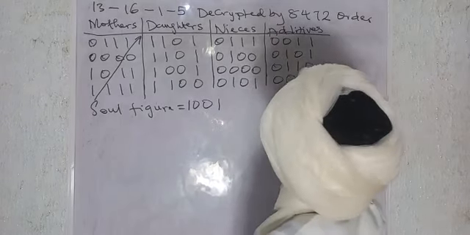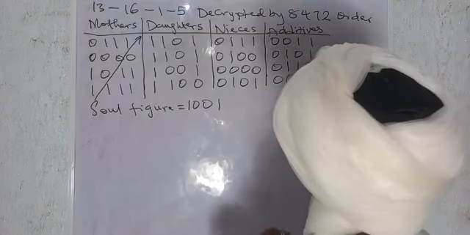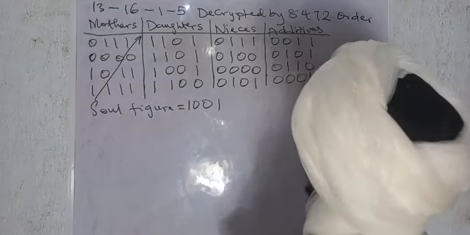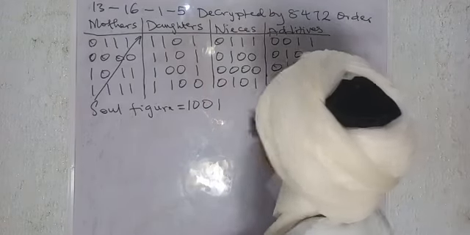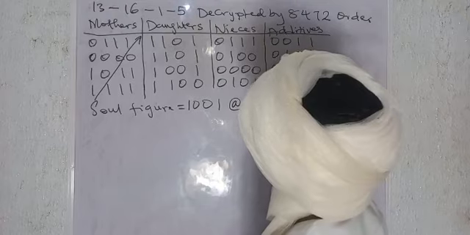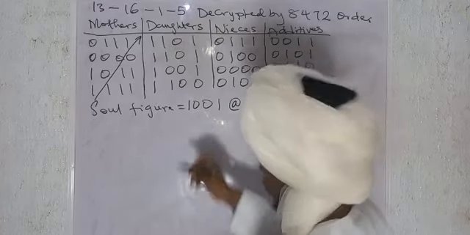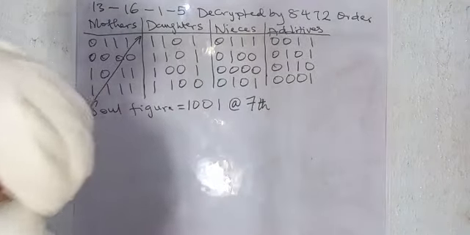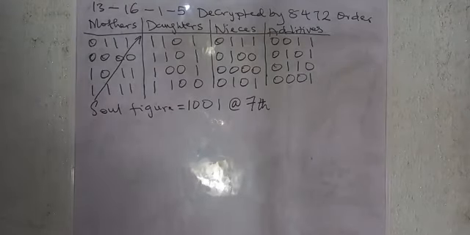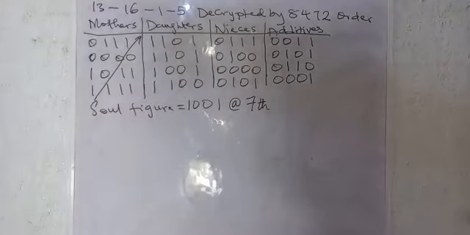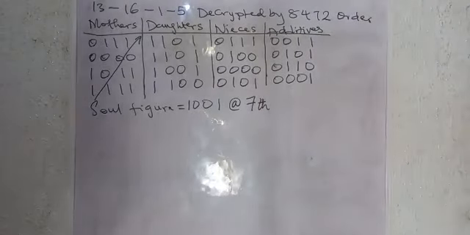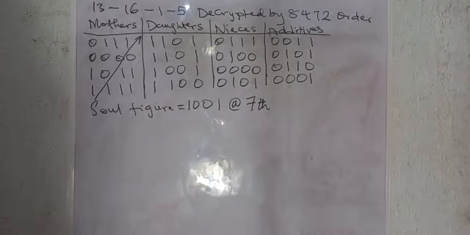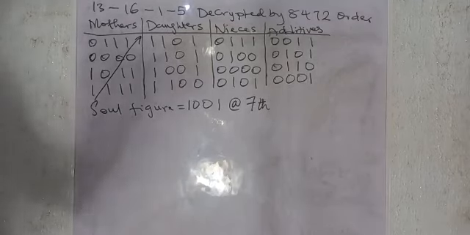Is it present in the table? Yes. Figure 7. So it is existing. Your sole figure must be found in the table. If you don't find it, use another order. That is the significance of having multiple orders.